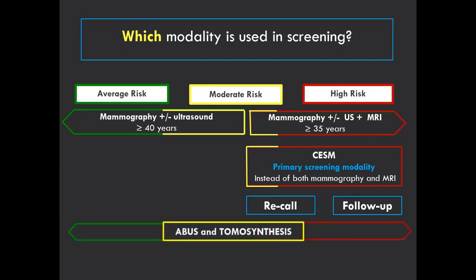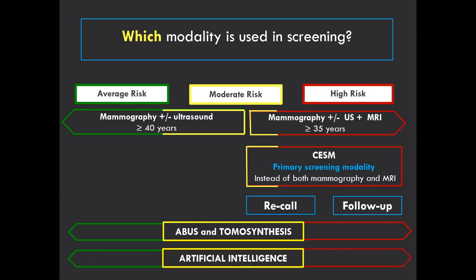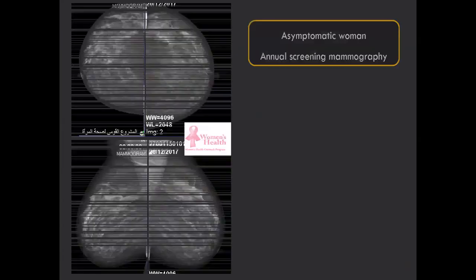If we have ABUS or tomosynthesis in our departments, they can be used for screening the three groups, and we will also see how we can use artificial intelligence to help us in screening programs.